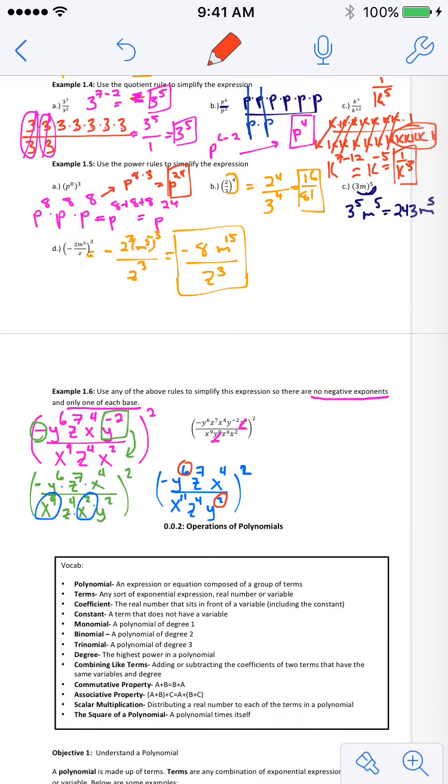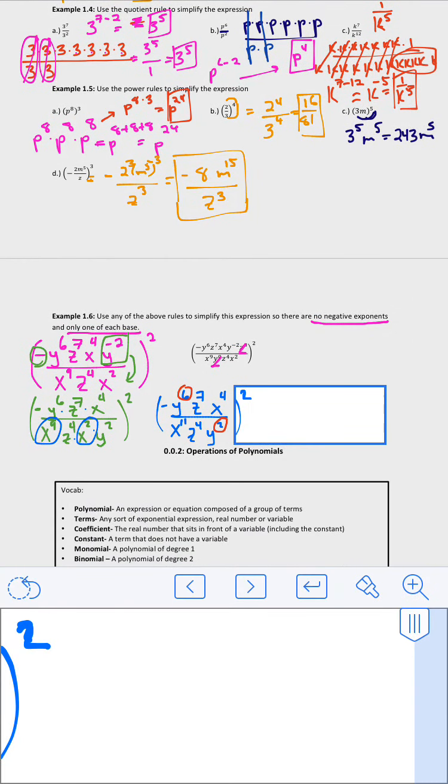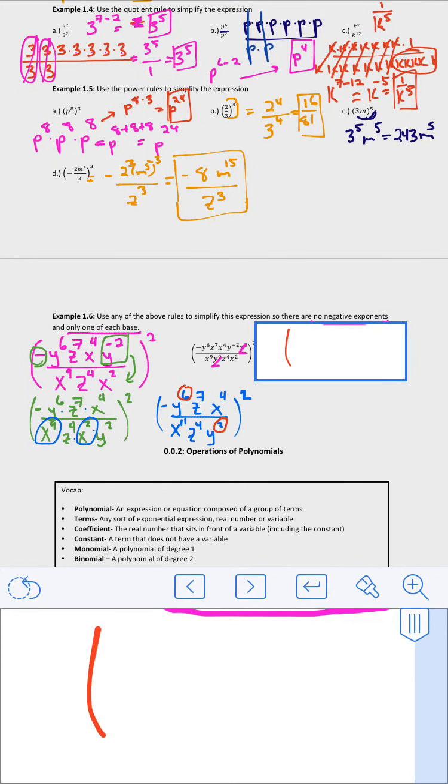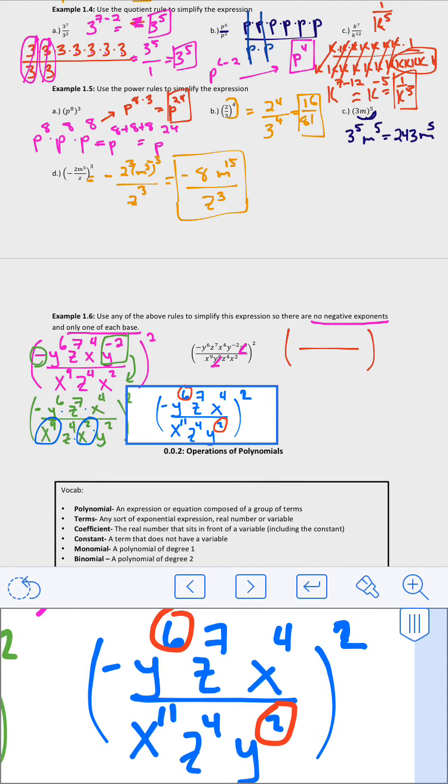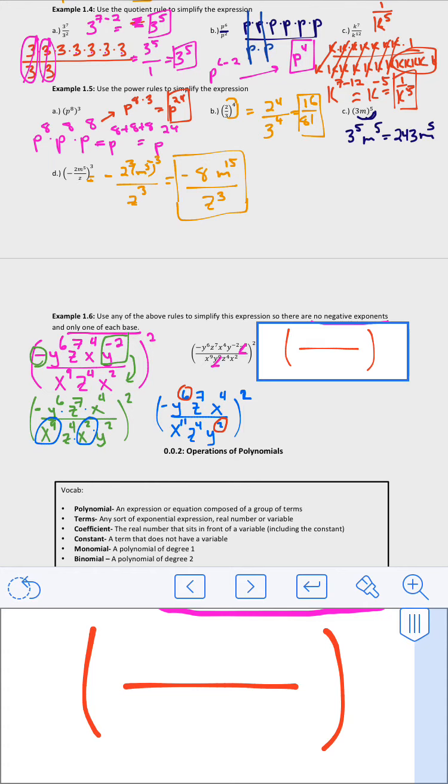Gotta go get my pen back. Alright. Now, I'm going to put this up here. So we just talked about how I have y to the 6th and y squared. That leaves me with y to the 4th. I still have that negative out front, so it's just going to sit out front.